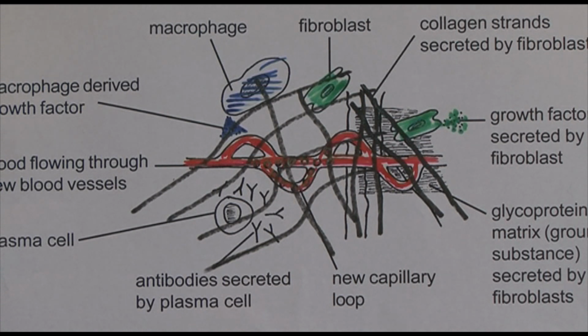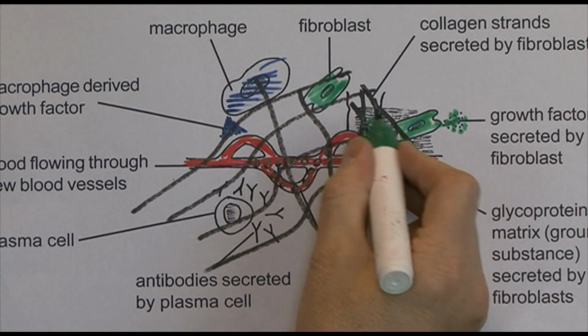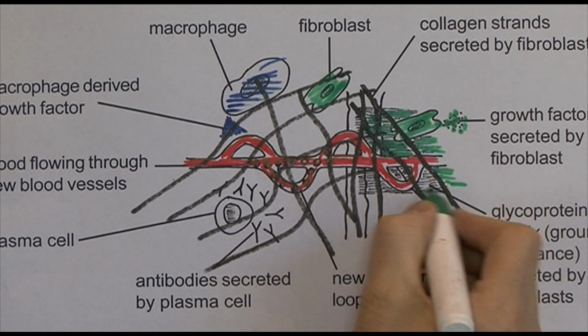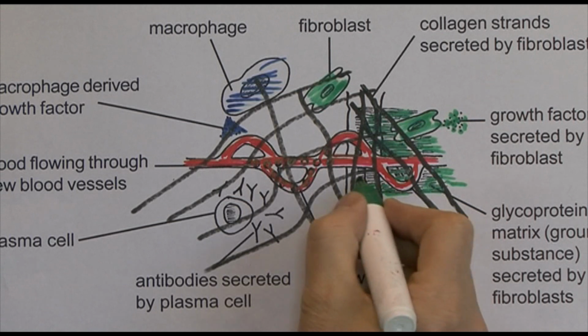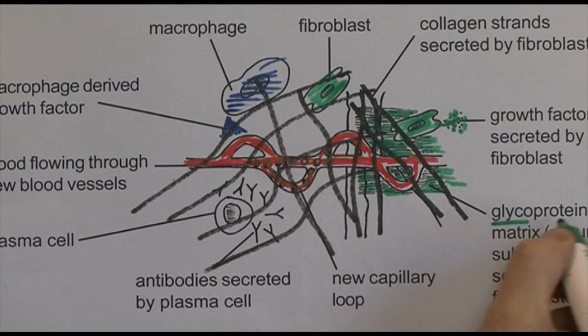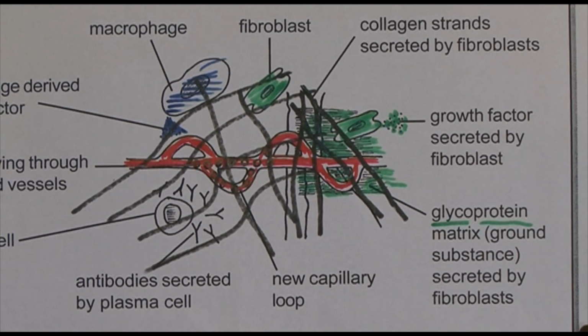The collagen strands in the granulation tissue. And we also see that the fibroblasts are secreting the ground substance, filling up all the intercellular spaces and the spaces between the collagen strands, giving the tissue structure. Glycoprotein means it contains carbohydrates and protein. It's the matrix or the ground substance.